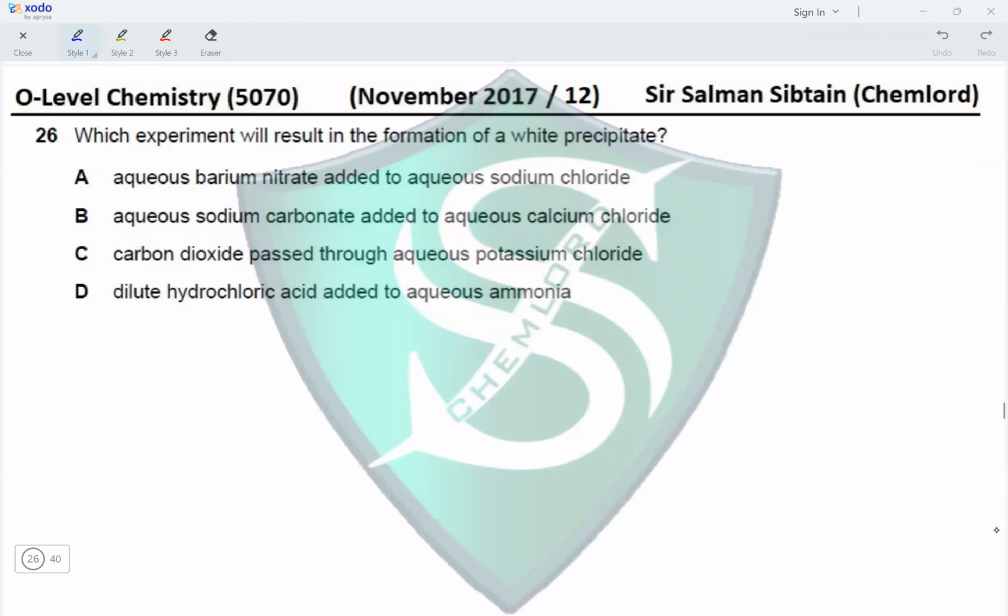Question 26. Which experiment will result in the formation of a white precipitate? Aqueous barium nitrate added to aqueous sodium chloride: no precipitate observed. Aqueous sodium carbonate added to aqueous calcium chloride: a white precipitate of calcium carbonate is produced. Carbon dioxide passed through aqueous potassium chloride: we will not see any precipitation. Dilute hydrochloric acid added to aqueous ammonia: no precipitation. So the only option with a precipitate forming is option B, making B the correct option for this question.